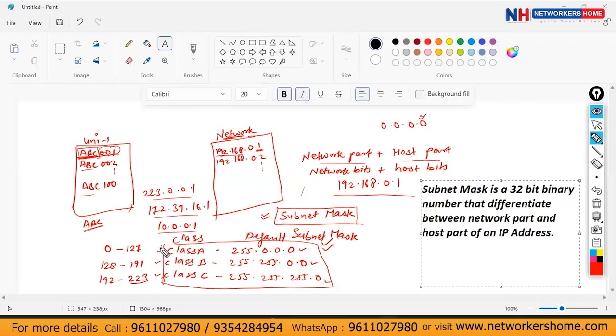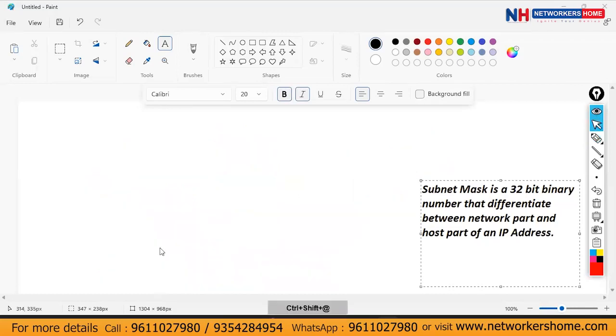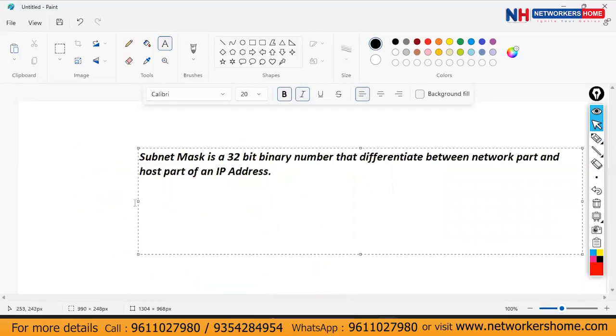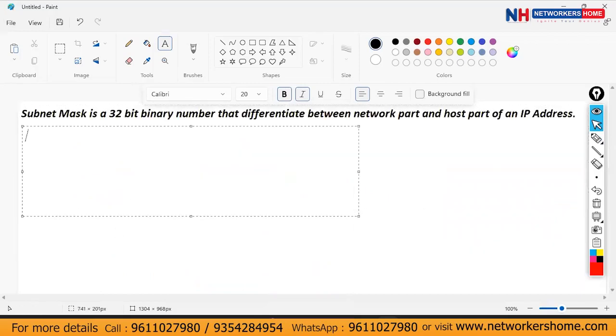The subnet mask is clear. Now, when I say your subnet mask differentiates between the network part and host part, how does it do that? How do you know which part is the network and which part is the host? Before going to this, I'll show you that these default subnet mask values, even if you don't provide them in your system, will automatically be tagged.